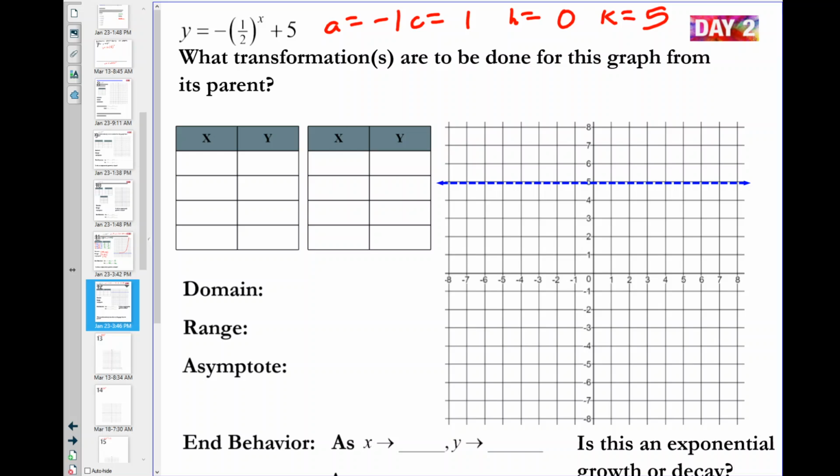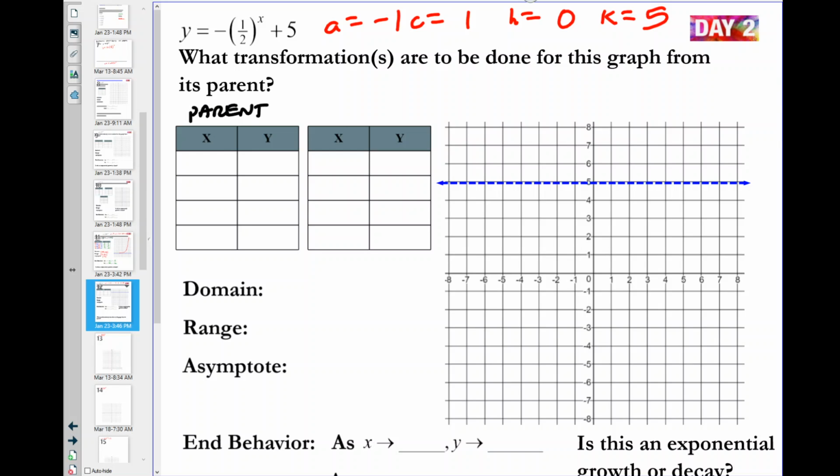Whoa, there's no way I'm going to be able to fit this graph here. This graph is crazy, right? Can you already tell what's happening on the graph, though? It's doing a vertical flip. It's flipping over the x-axis. So this graph is going to actually be below the asymptote, not above. We need starting points.